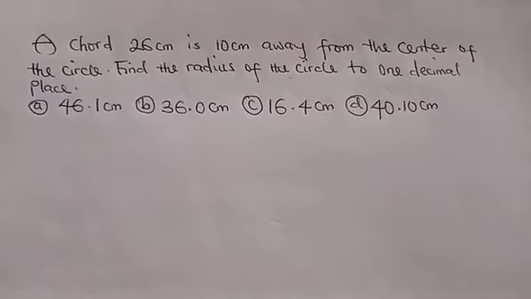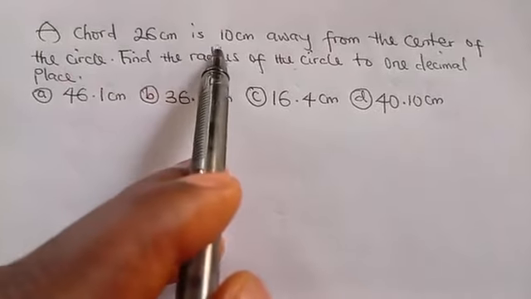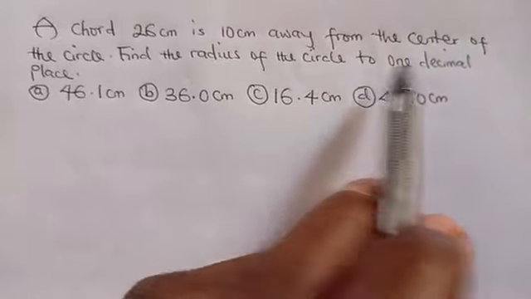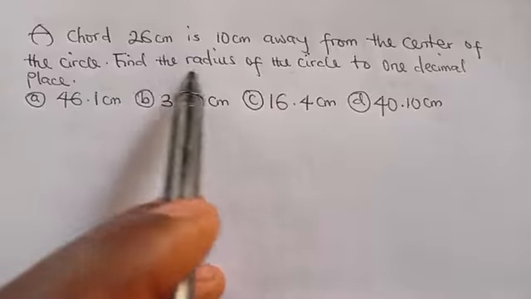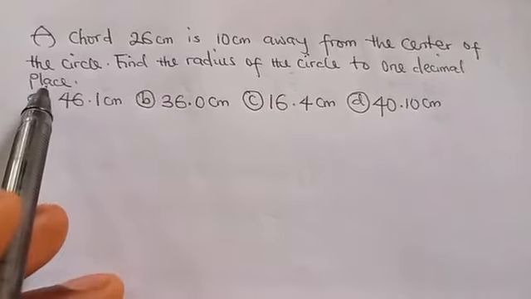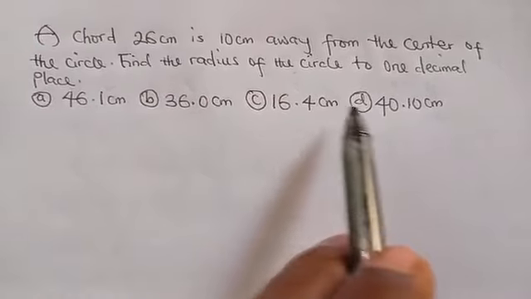A chord 26 centimeters is 10 centimeters away from the center of the circle. Find the radius of the circle to one decimal place. These are the options provided.